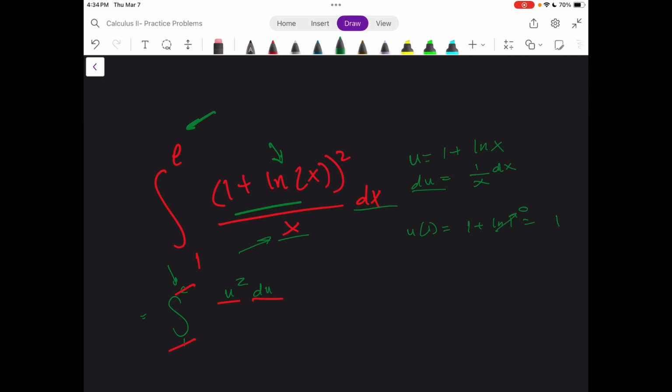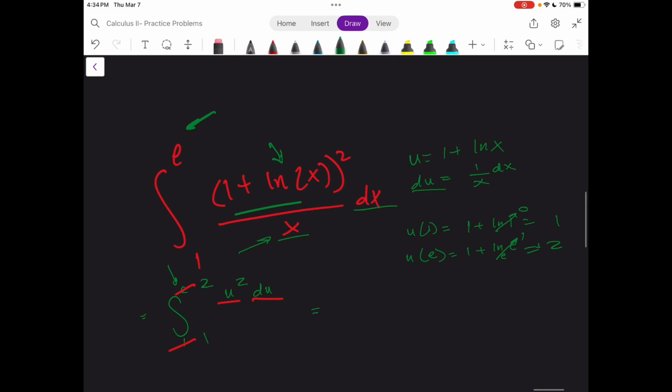Let's see what happens when we plug in e. We get 1 plus ln e. ln has a base of e, though. ln is really a logarithm, the natural logarithm. It has a base of e. You should have learned that when a logarithm is evaluated at its base, that whole thing just turns to 1. So 1 plus 1 equals 2. So now the bounds that we're going to use are instead going to be 1 and 2.